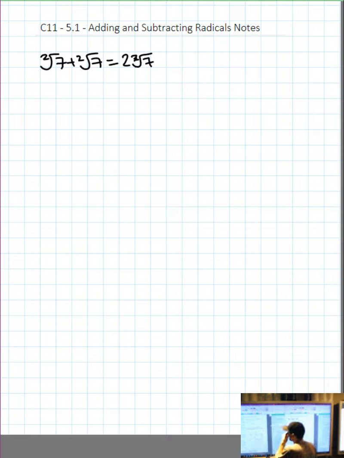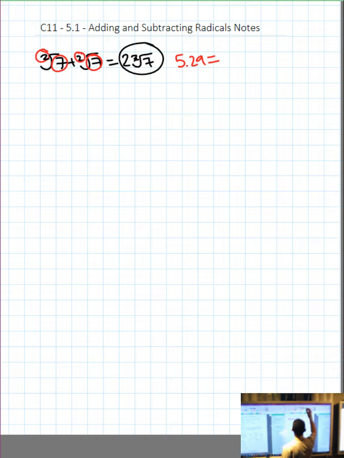So, in order for us to add and subtract radicals, we have to have the same index and the same thing underneath the root. Then we can simply add or subtract the coefficients. So there were really ones in front. Check your answer. Type the question in the calculator. Root 7 plus root 7 equals 5.29. 5.29 equals 2 times root 7. The answer that I'm circling is also equal to 5.29. Check your answer.